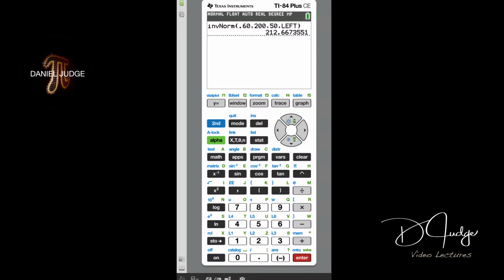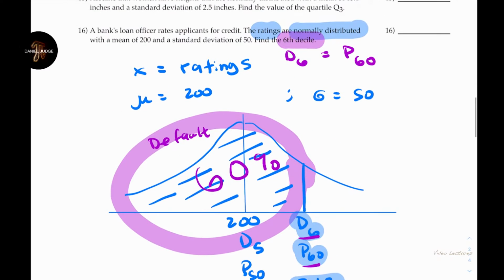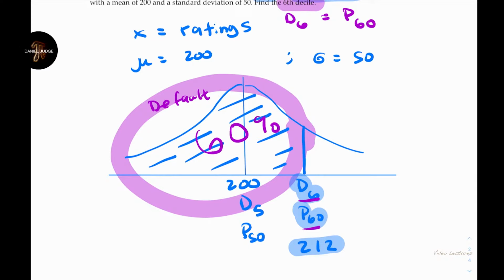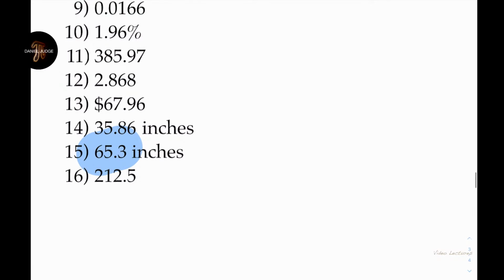Whole number means the ones position. So the digit to the right is a 6. Add 1 to the 2. The answer, ladies and gentlemen, is 212. That's D6 or P60. 212 if we go out to the nearest whole number. So let's see if the publisher was correct.